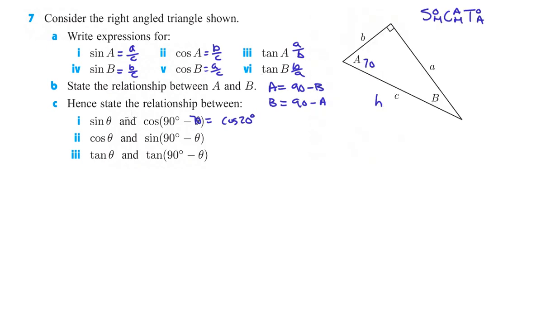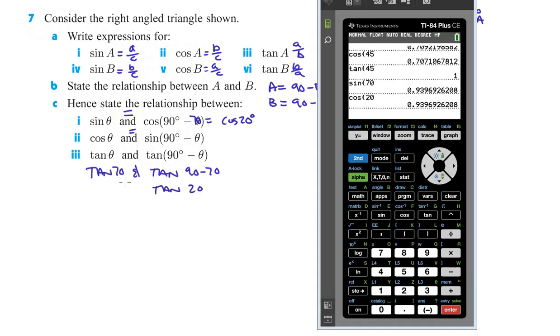So sine and cosine of 90 minus theta, these are going to be the exact same. So these two are going to be equal. Cosine and sine of 90 minus theta, that's going to be the same thing. And then tangent and tangent of 90 minus theta, let's see what that gives us. So if we did say tangent of 70, that's going to be tangent of 90 minus 70. So tangent 70 and tangent 20, how do those relate to each other?